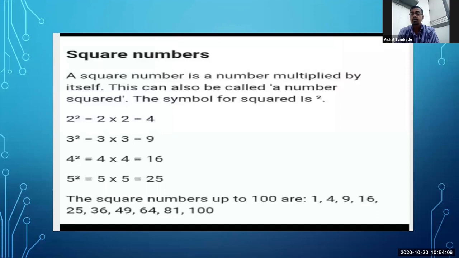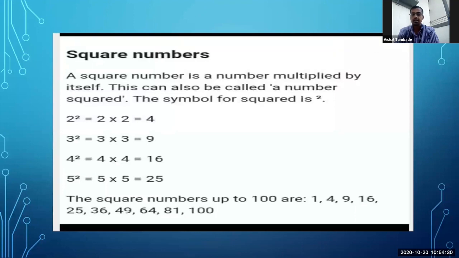Okay. Then 9. 9 is the square of which number? 9 is the square of 3, because 3 times 3 is 9, because 3 is multiplied 2 times. Then 16 is the square of which number? 16 is the square of 4, because 4 times 4 is 16. And 25 is the square of which number? 25 is the square of 5, because 5 times 5 is 25.